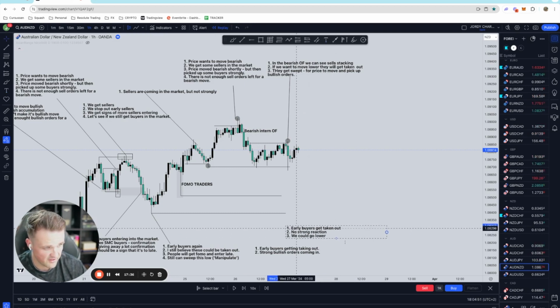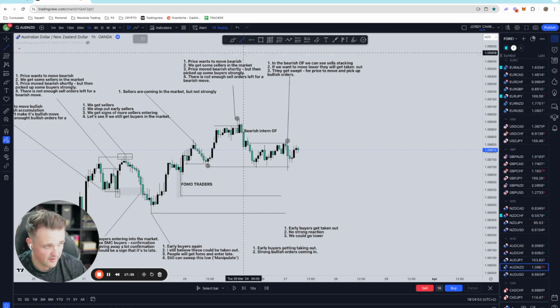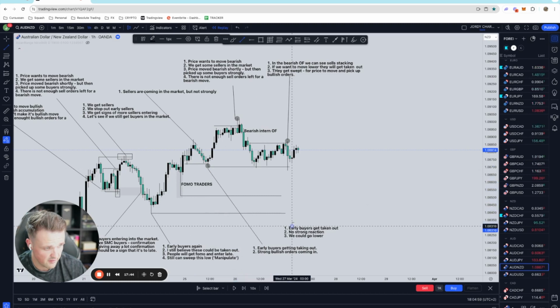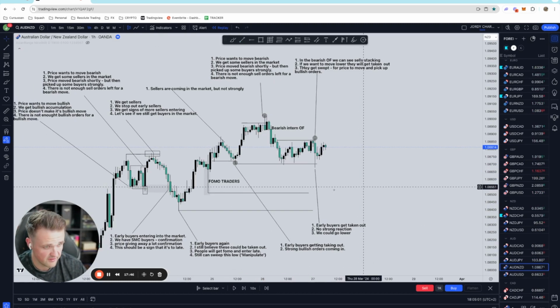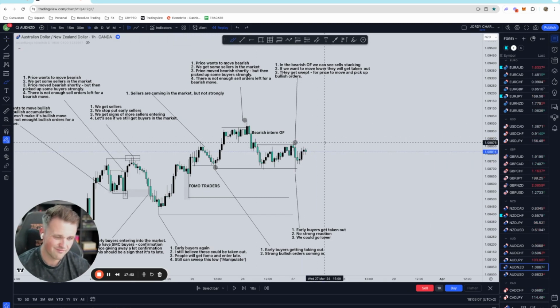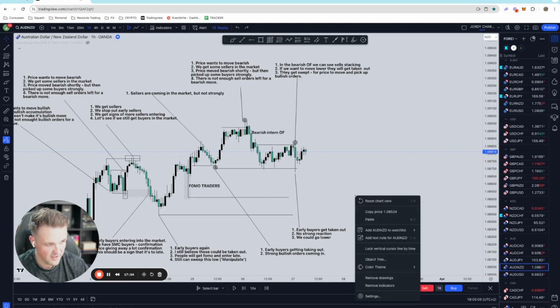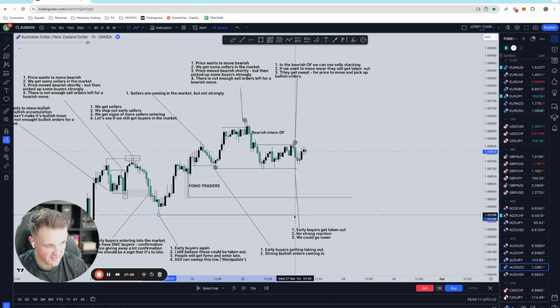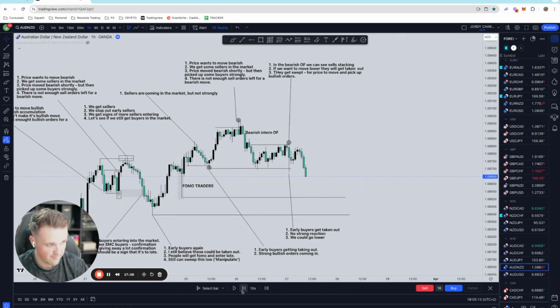So this is what I'm thinking right here. I didn't put a label, early buyers getting taken out. That's what's happening here. And this one, this is really an artwork. What is happening? We could see some bullish momentum here, but for me to really take a position, of course, I would want price to move to these levels at the bottom. It's really getting messy. So let's see what price does.